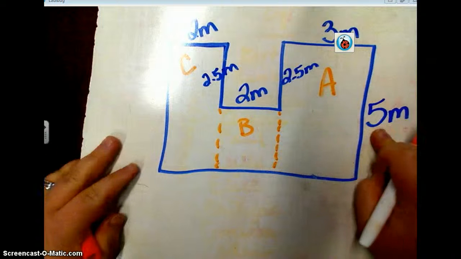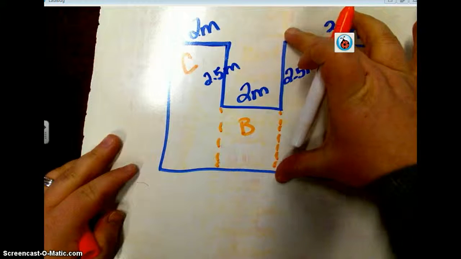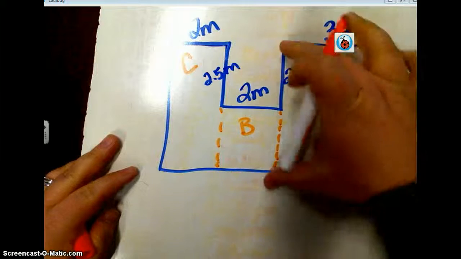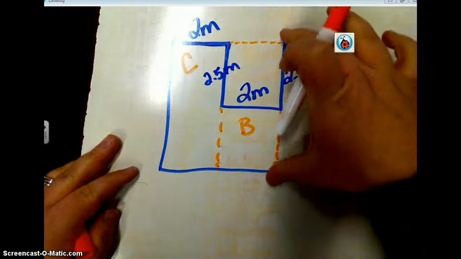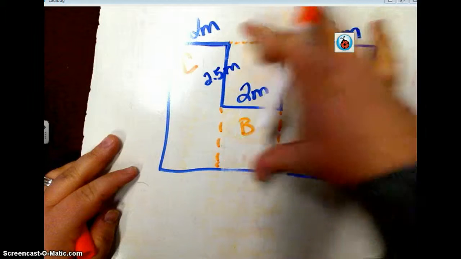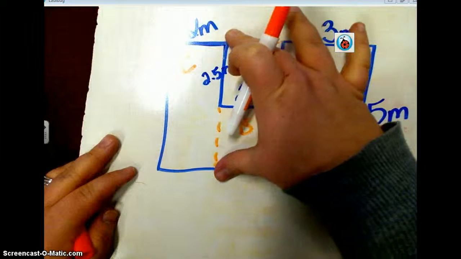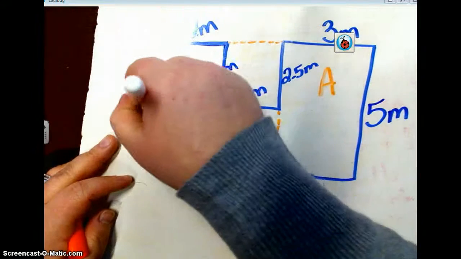If this side is 5, that means this side has to be 5. Okay? If this side is 5, if we were to draw a straight line there and imagine that rectangle, this side would have to be 5. If this side is 5, this side is 5, which means this side is 5.